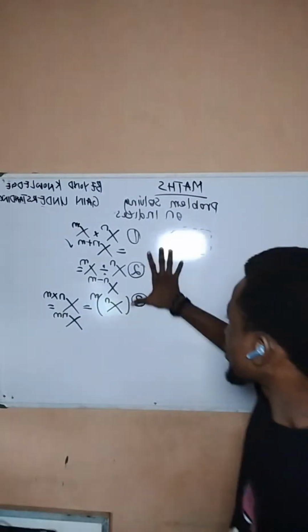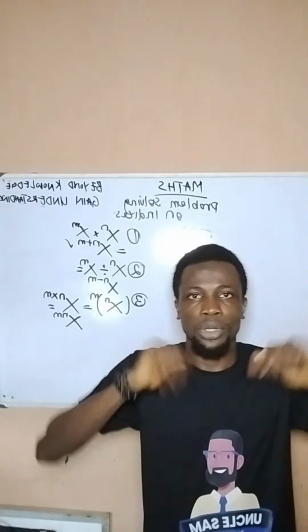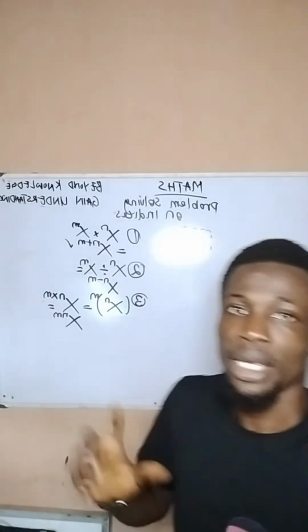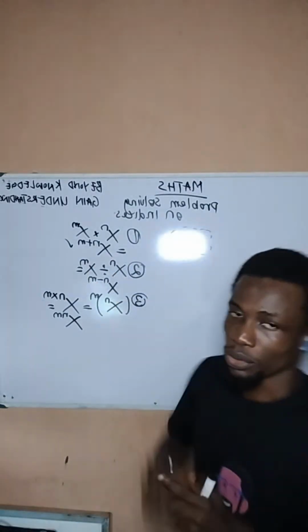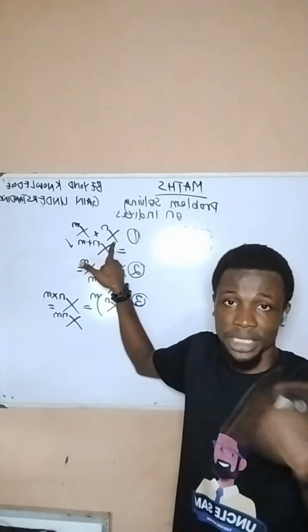I'll just continue. I'm just trying to look at it briefly, because I already did a live 2 days ago where I discussed the concept of indices from start to finish. So I'm just looking at it over again. The first one I talked about is the multiplication law of indices.